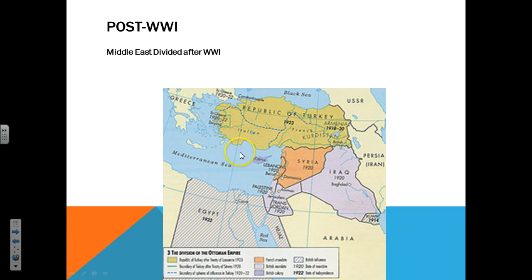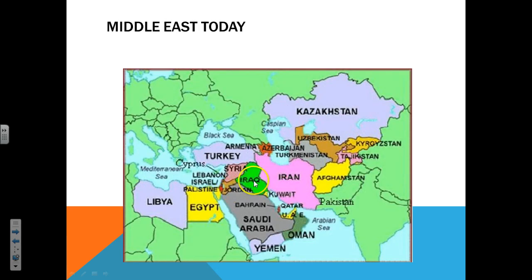Okay, so I'm going to transition to a map of today so that we can get a better idea of what this looks like. You can see that many of these countries are still in place. Here's Syria still, Lebanon, Palestine later becomes Israel. Here's Jordan, and here's Iraq. These countries stay in place, and they're created this way because of the influences of France and Britain, and the motives of France and Britain at the time.